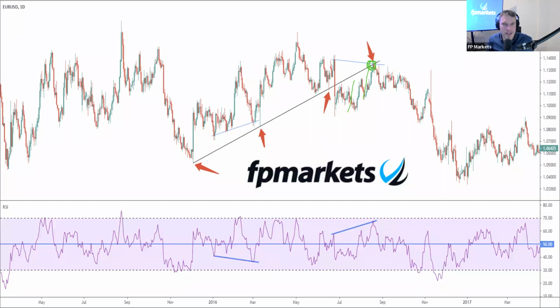So yes, it's a fantastic confirmation tool. It's one of the best indicators for me personally, and I would thoroughly recommend it as a way of confirming your trades.